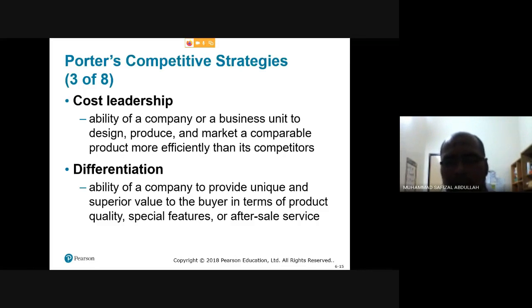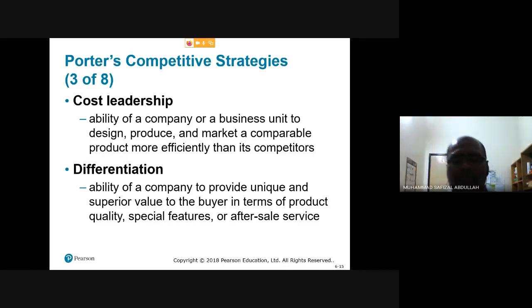Can you still recall when we learned about Michael Porter's five industry forces, the five factors that cause competition in the industry? One of the factors is substitute products. Remember or not? Substitute products. What is a substitute product? Products that can replace each other easily.